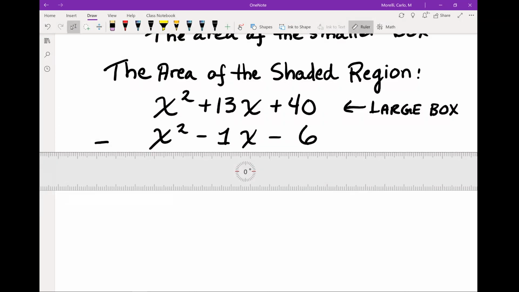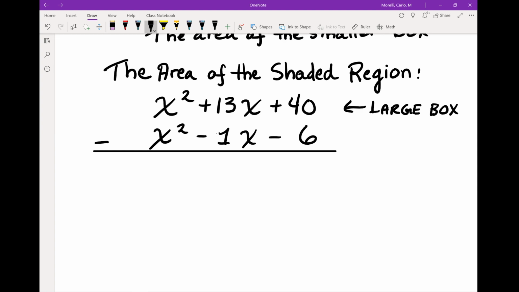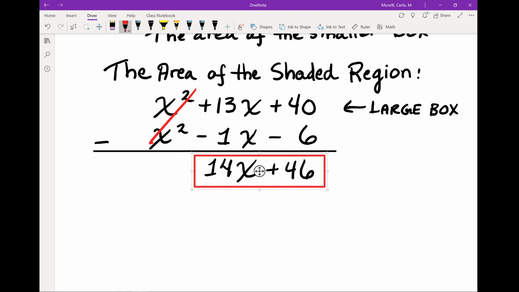So this is polynomial addition and subtraction. We're going to do this together step by step. What is x squared minus x squared? 0. Okay, cancel that out. What is 13x minus negative 1x? 14x, correct. And how about 40 minus negative 6? 46, my bad. Plus 46. So this is the area of the shaded region.